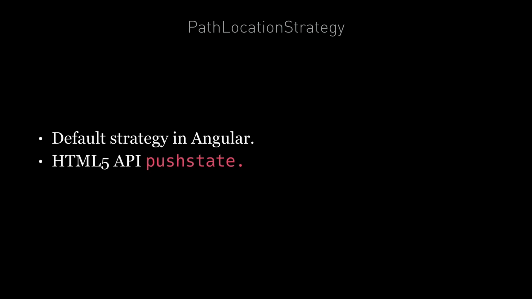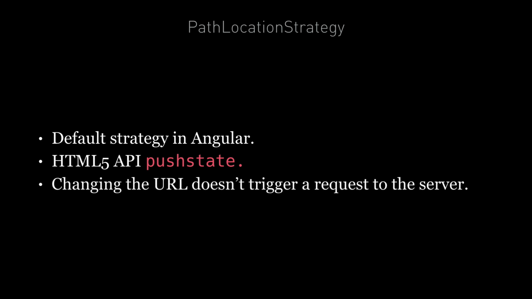So another strategy in Angular is the path location strategy. This is in fact the default strategy in Angular, and in order to enable it, we need to do nothing. And it takes advantage of a relatively new HTML5 API called pushState. It's from the HTML5 History API. When I say new, it's actually been around for quite a few years now, but relatively new considering the birth of the internet. By using pushState, we can change the URL and the browser won't request the page from the server. Let me show you.